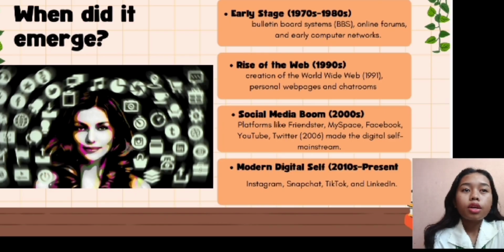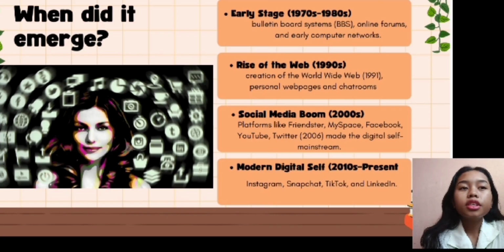So in the social media boom, the 2000s, platforms like Friendster, MySpace, Facebook, YouTube, and Twitter were made. This made the digital self mainstream. People began curating their profiles, photos, and posts to present themselves in specific ways. People created profiles with their pictures, their personal names, their personal information, because these apps were created. So when we say people began curating their profiles, people began creating their profiles to present themselves in the social world.